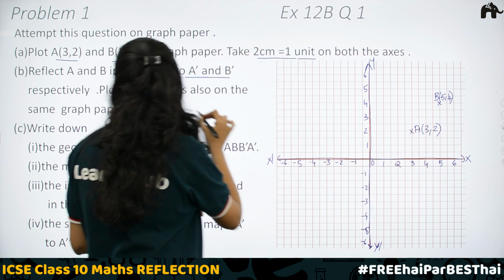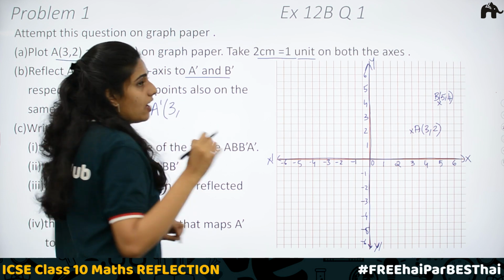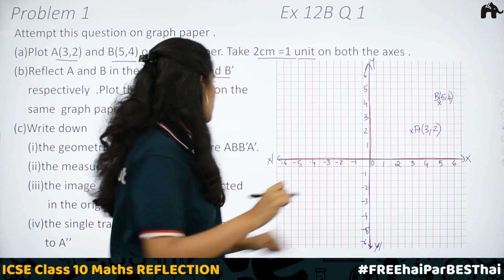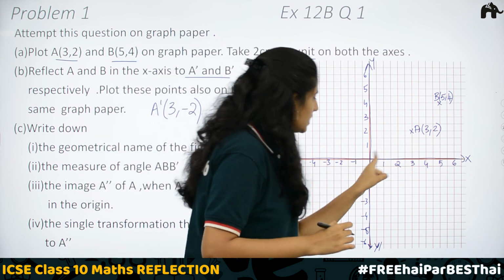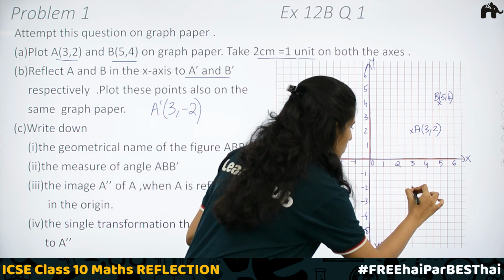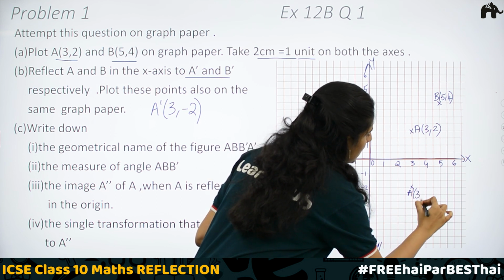Here what is the x-coordinate? We'll be having A dash with x-coordinate 3. Y-coordinate, sign changes. Here we have 2, 2 becomes minus 2. So A dash will be (3, minus 2): 3 along x-axis, minus 2 along y-axis. So this is the required point A dash of coordinates (3, minus 2).